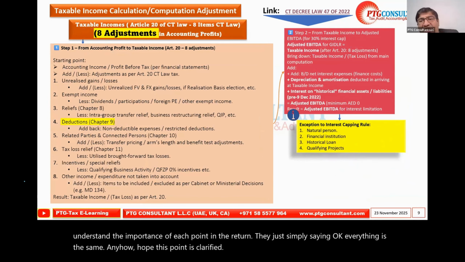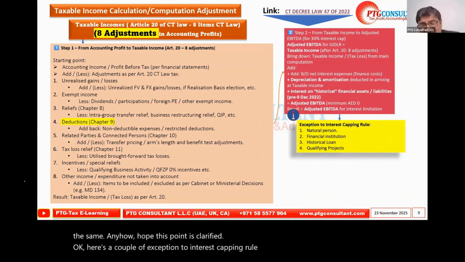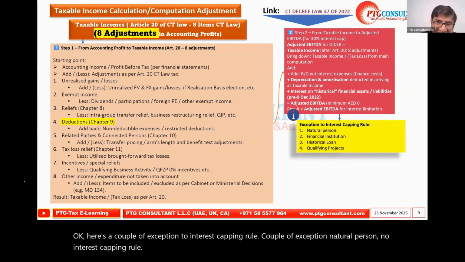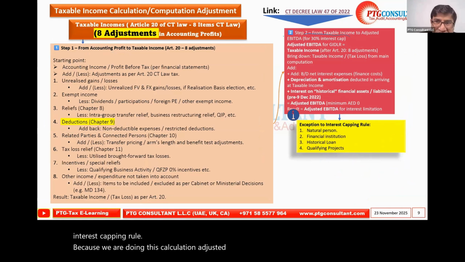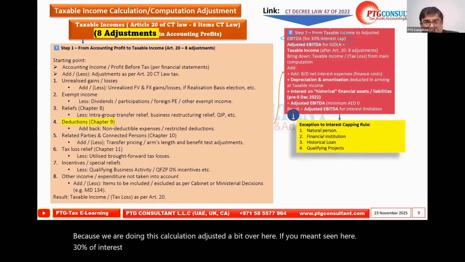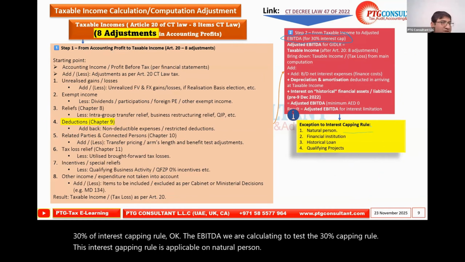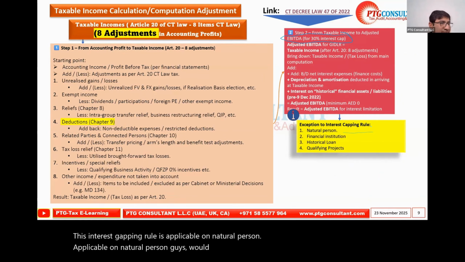Okay, here are a couple of exceptions to the interest capping rule. Natural person: no interest capping rule. Because we are doing this adjusted EBITDA calculation over here, 30% interest capping rule. The EBITDA we are calculating is to test the 30% capping rule. But is this interest capping rule applicable to a natural person? Guys, would you please quickly reply, is it applicable to a natural person or no?